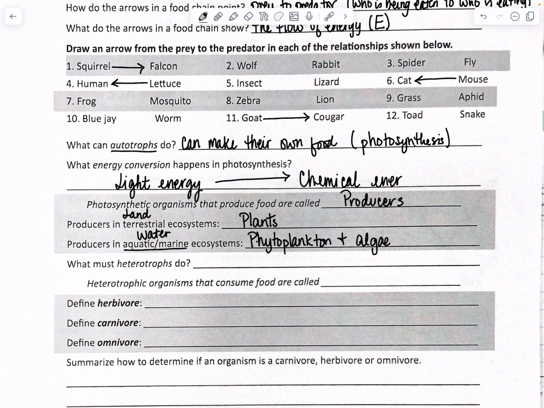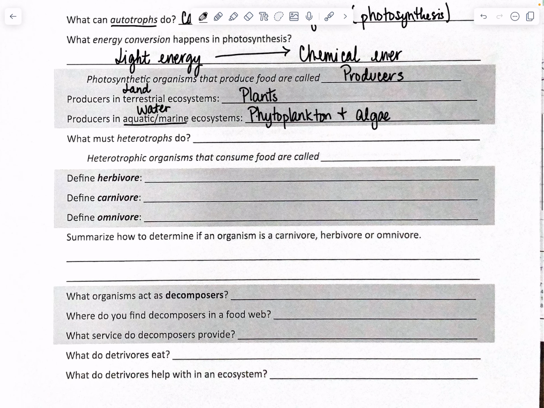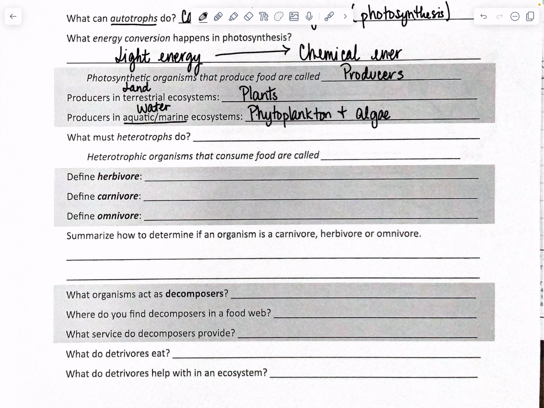So those are going to be our water environment producers. So if you're not making your own food, you are getting your food by eating something or someone else. And we call those heterotrophs. So what must heterotrophs do? Meaning, what must heterotrophs do in order to get food?